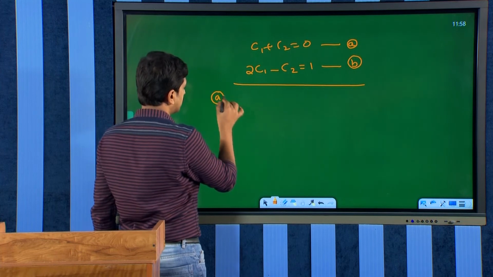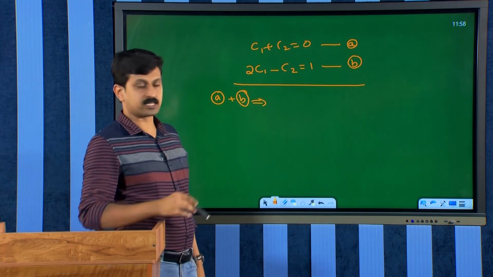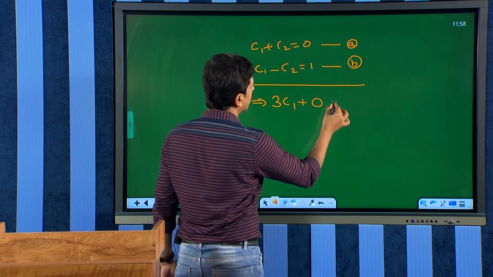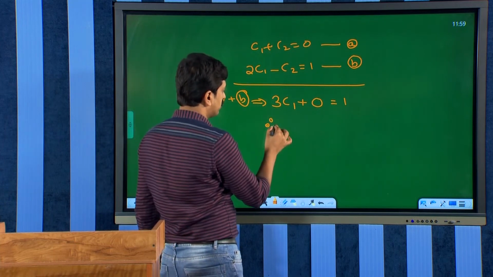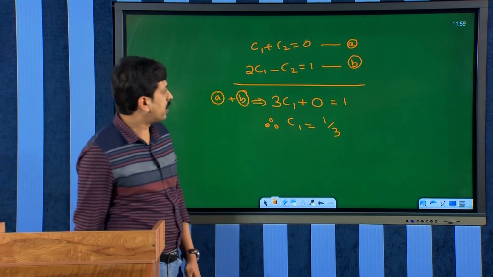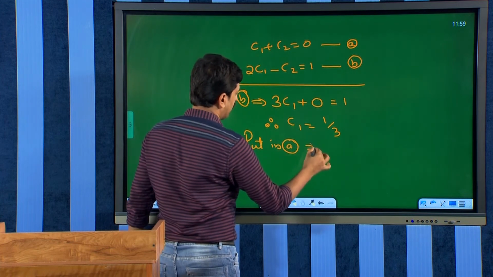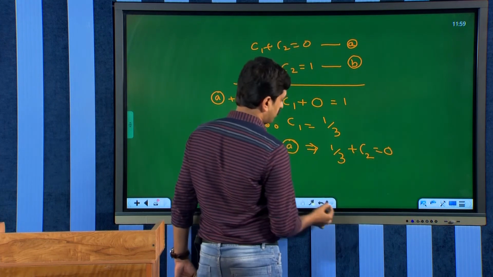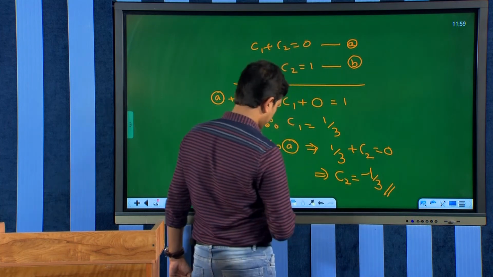So we do A plus B: C1 plus 2C1 is 3C1, C2 plus minus C2 is 0, and finally the value is equal to 1. Therefore, C1 is equal to 1 by 3. Put in A: this implies 1 by 3 plus C2 equal to 0, this implies C2 equal to minus 1 by 3.